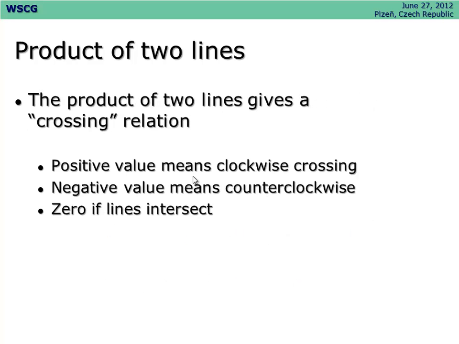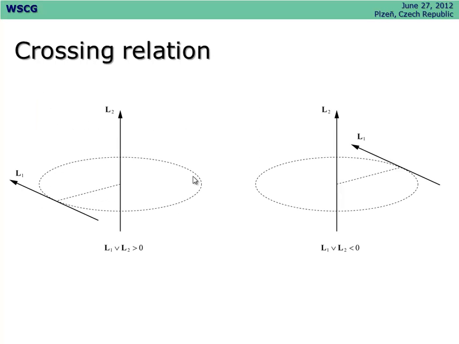Okay, but what does that number mean? It actually tells us how the lines cross in space, where a positive value means the lines are crossing in a clockwise orientation, and a negative value means they're crossing in a counterclockwise orientation, and the number is zero if they happen to intersect. And here's an illustration of that. So the product between the lines will be positive if one is sort of winding clockwise around the other. It'll be negative if one line is winding counterclockwise around the other.